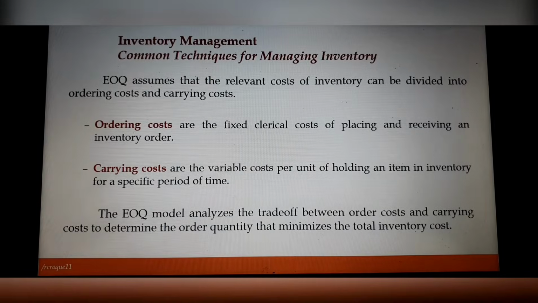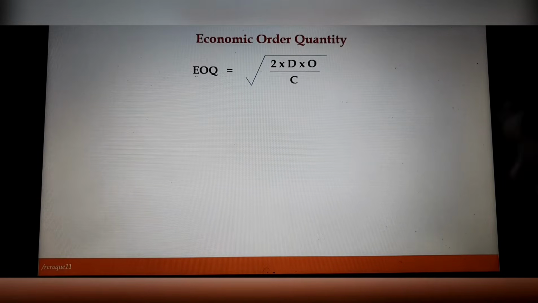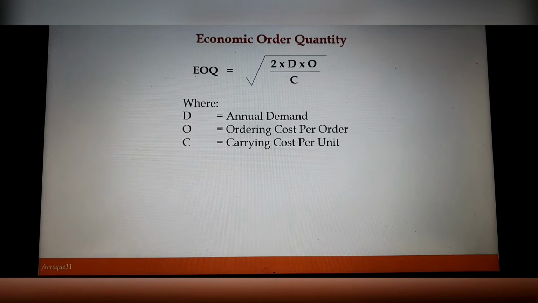So how do we compute the EOQ? So EOQ or economic order quantity is the square root of 2DO over C. D is for the annual demand. So please take note, annual demand. Kasi minsan ang given sa exam, monthly yung demand. So you have to multiply it by 12. So kung ang given sa exam ay quarterly, you have to multiply the demand by 4. Kung semi-annual, multiply it by 2. So depende sa given natin. So be careful with that. O is your ordering cost per order. And C is for your carrying cost per unit.